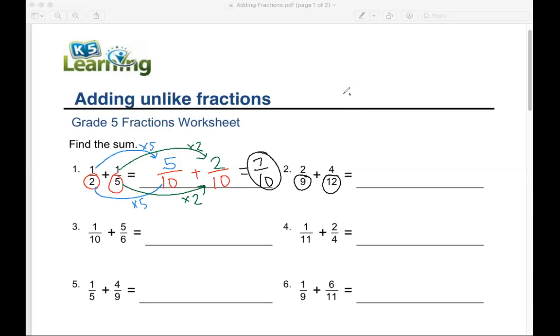I'm going to start writing them out. 9, 18, 27, 36, 45. Let's see if I got any matches yet. 12, 24, 36. Oh, hey, look, 36. So we have to convert 9ths into 36ths and 12ths into 36ths.